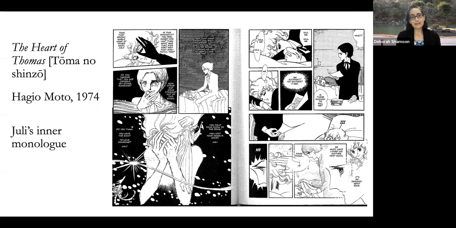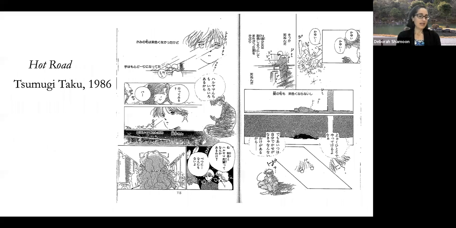And this style has become firmly entrenched in the genre, as in this example from Hot Road by Tsumugi Taku. First-person narration drifts across the page, layered over and around the art with generous use of empty space, representing the teenage girl protagonist's subjectivity. And also here, the text alternates between vertical and horizontal, which further integrates the text into the artwork.